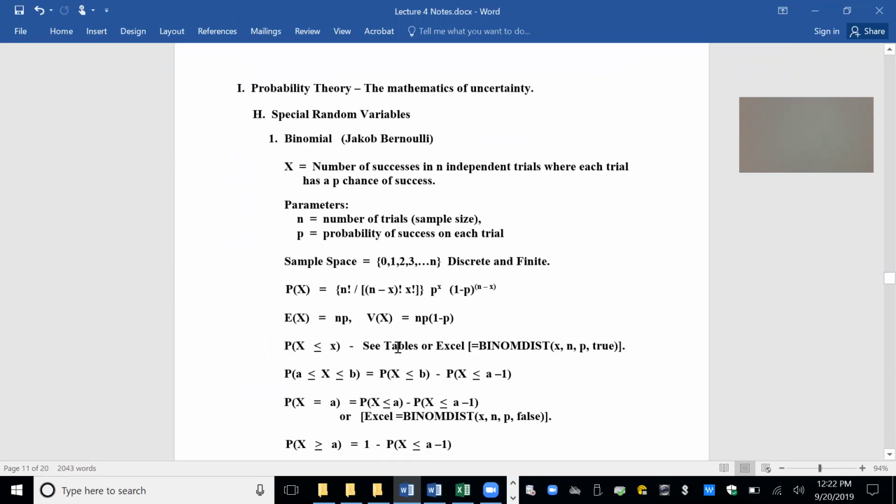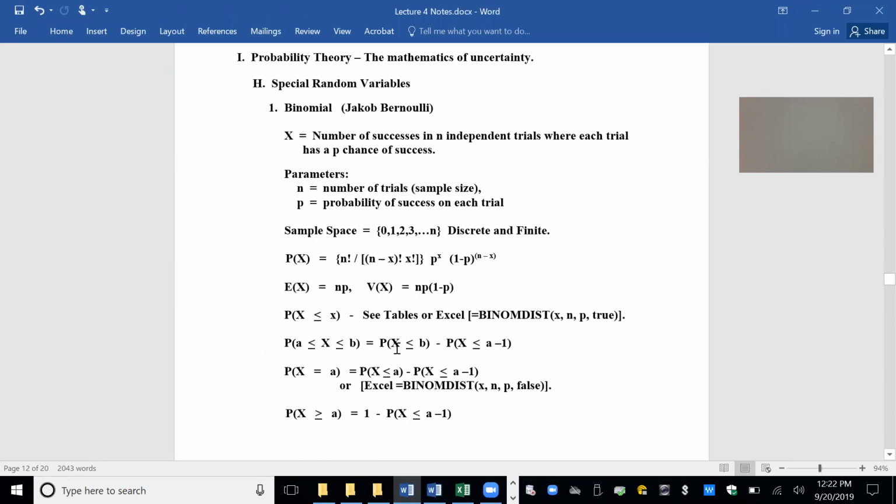Now let's backtrack and see what went on here. The binomial distribution was developed by one Jacob Bernoulli. He was a Swiss mathematician. He was, I think, in the 1600s.